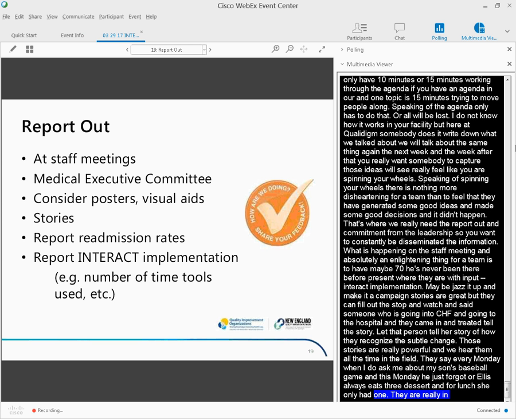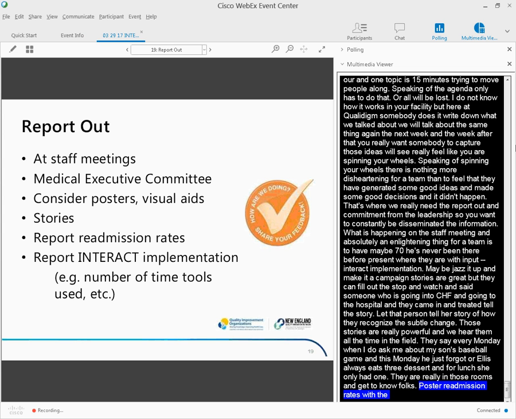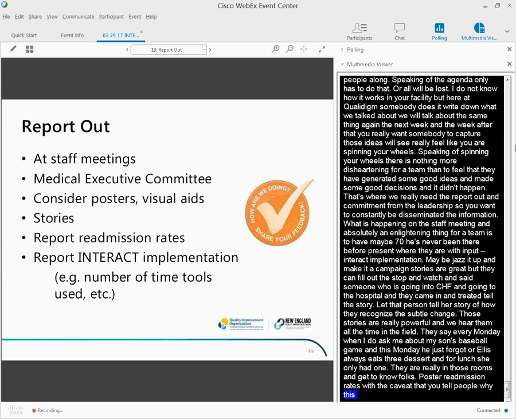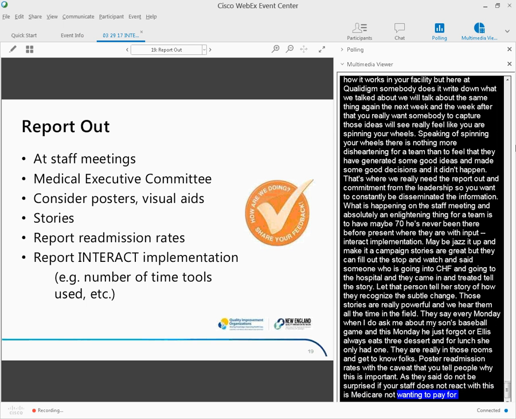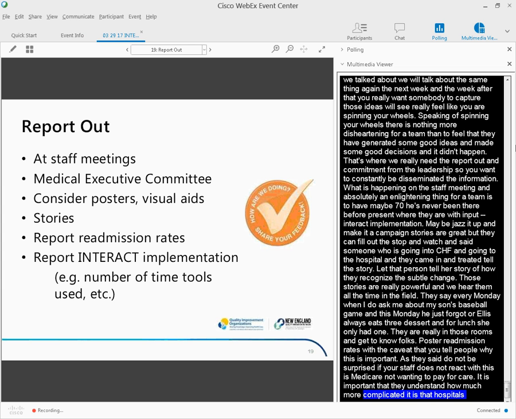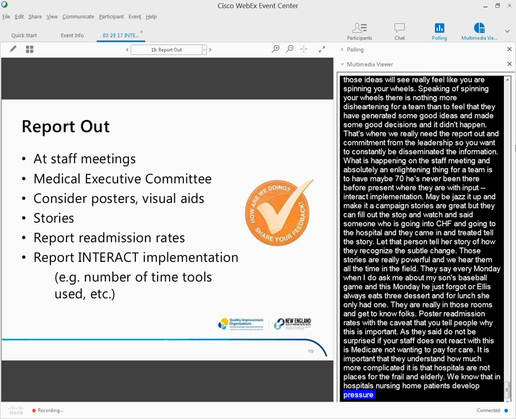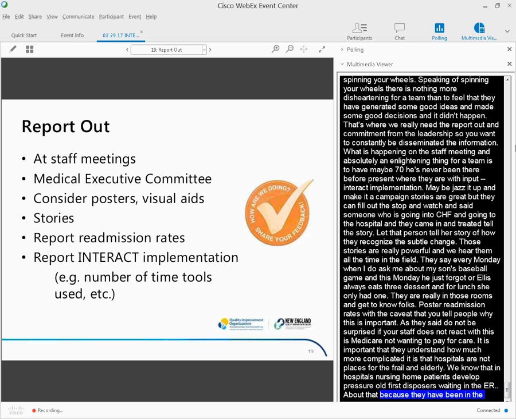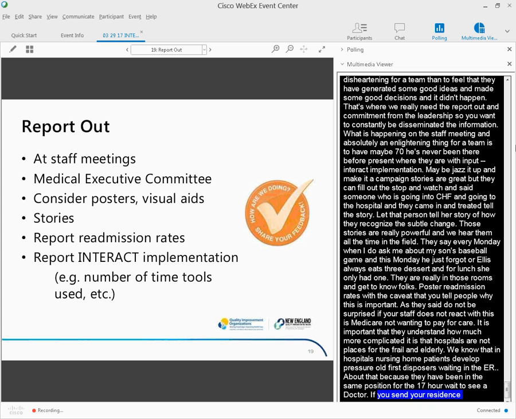Report readmission rates, post them, with the caveat that you tell people why this is important. As Florence said, don't be surprised if your staff reacts with, oh, well, this is just medication. How much more complicated it is than that. Hospitals are not good places for the frail elderly. We know that in hospitals, nursing home patients develop pressure ulcers waiting in the ER. Think about that, because they've been in the same position for that 17-hour wait to see a doctor. If you send your residents to the hospital and they're ambulating, chances are when they come back, they're not. And it's disheartening for the families, it's disruptive to the patients.